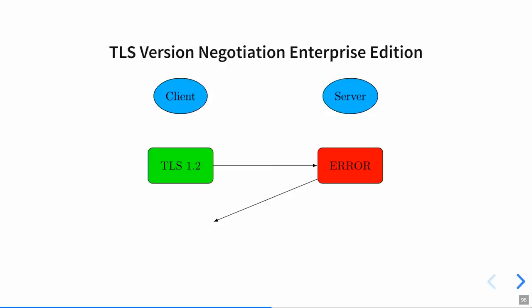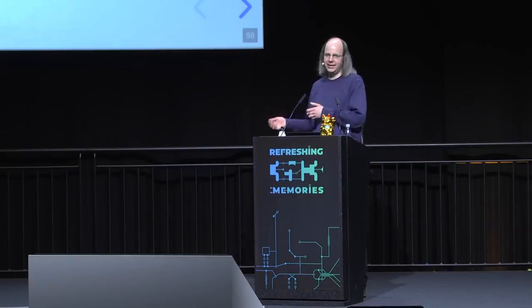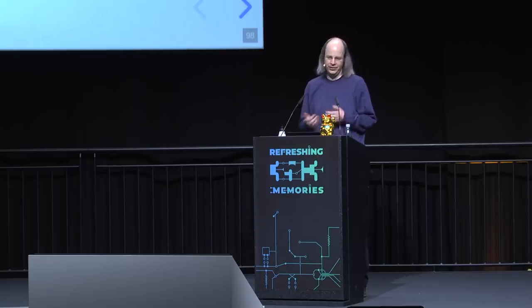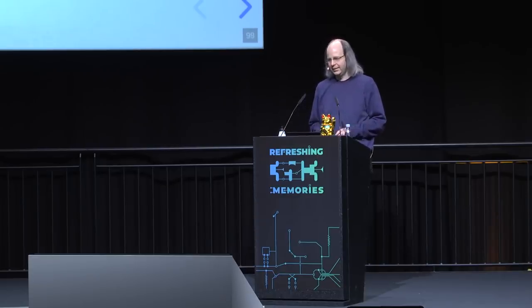And this is the TLS version negotiation in the enterprise edition. So a client says, yeah, I want to connect with TLS 1.2, and the server says, oh, I don't support this very new version. It's from 2008. I mean, that's 10 years in enterprise years. That's very long. So the server just sends an error if the client connects with a TLS version that it doesn't know. It doesn't implement this version negotiation correctly. And this is called version intolerance.